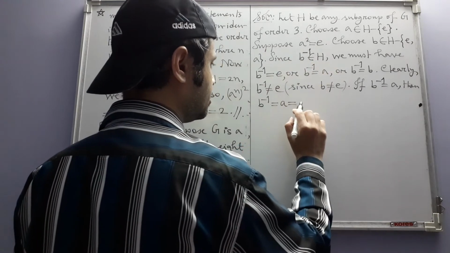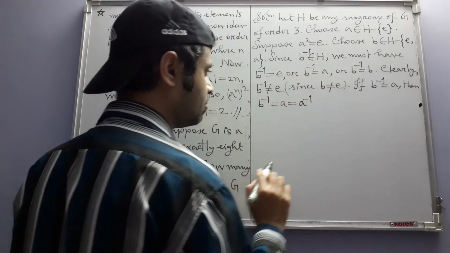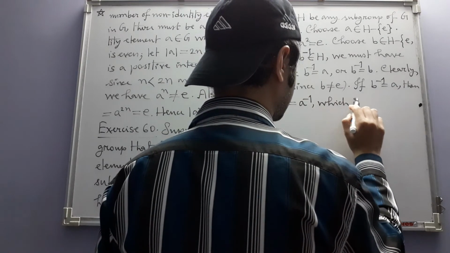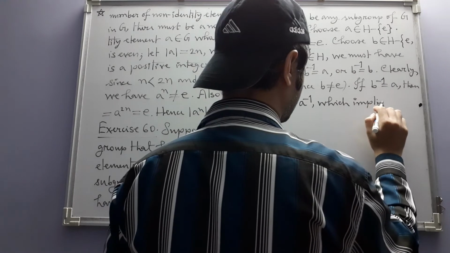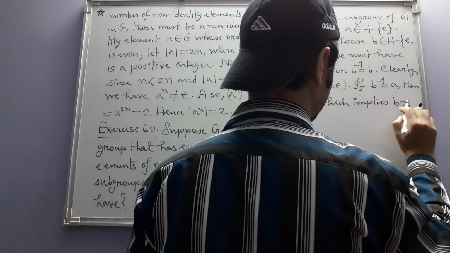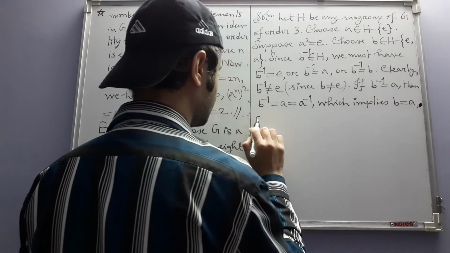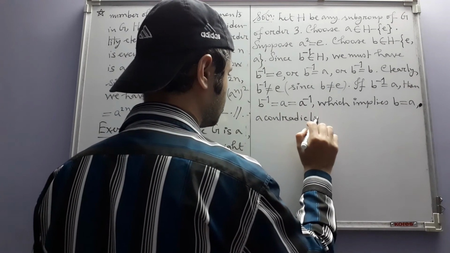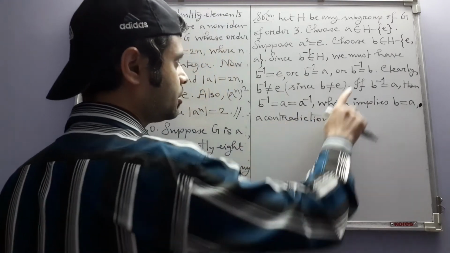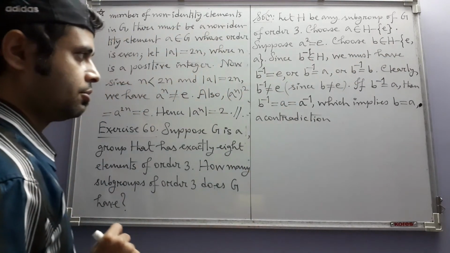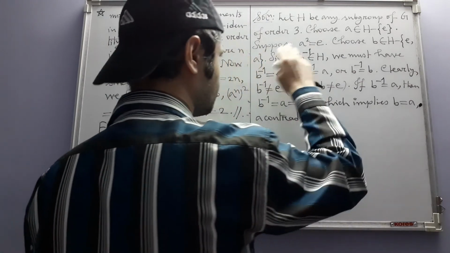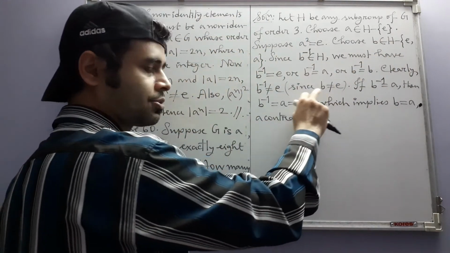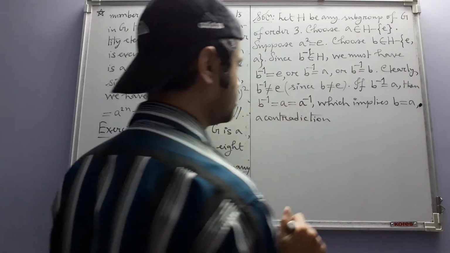Because A square is E, A square is equal to A inverse. Which implies B has to be equal to A, a contradiction. Because according to our choice, B is not equal to A, and for that matter, according to our choice, B is also not equal to E. See, that's why we have been able to conclude this.